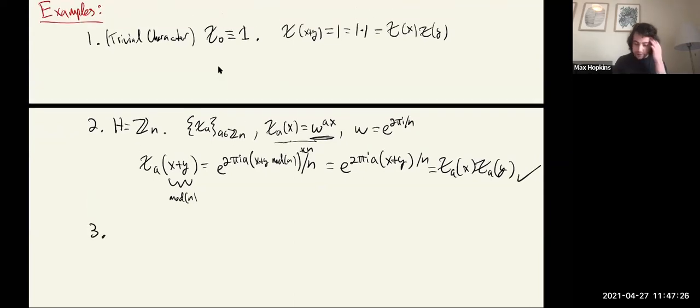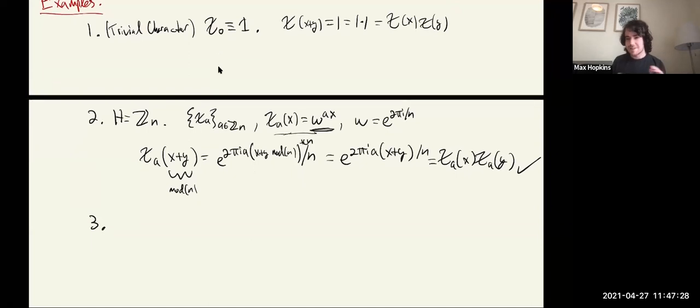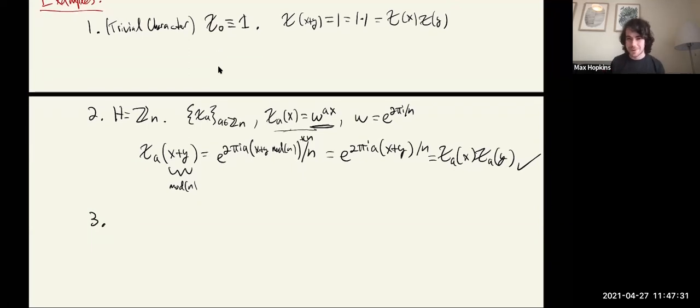So the third example, which is an example of something that's actually quite important to us, is the characters of Zn squared, the group that we actually care about in the Margulis construction. So what are the characters of Zn squared? Well, they're basically just what you would expect. They're products of the characters of Zn. So this is a Cartesian product. I won't prove why exactly you get this, but again, it's a nice exercise if you want to go work it out. So in this case, we get chi.